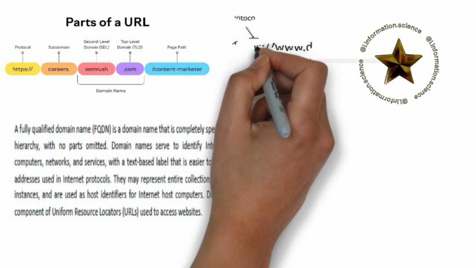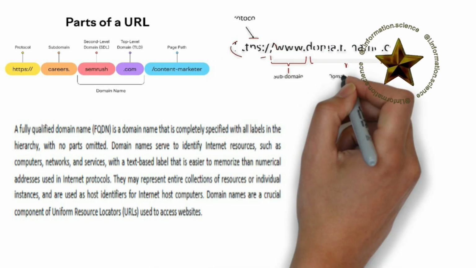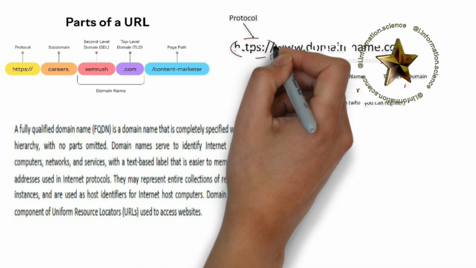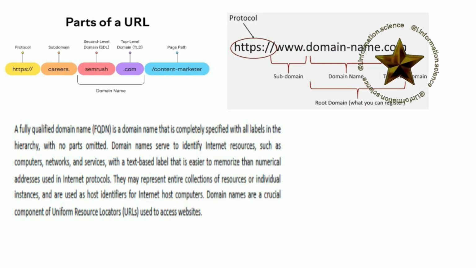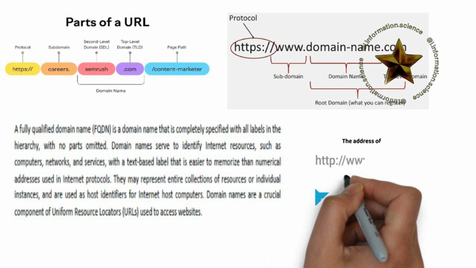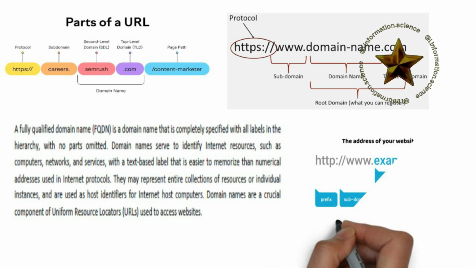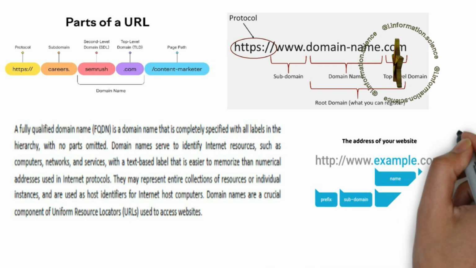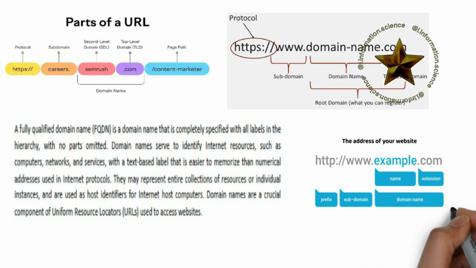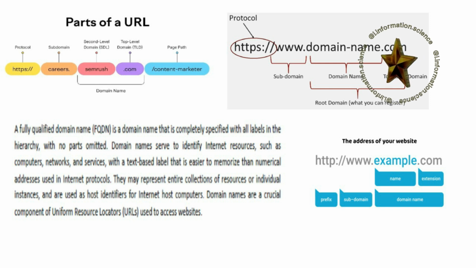Domain names serve to identify Internet resources, such as computers, networks, and services, with a text-based label that is easier to memorize than numerical addresses used in Internet protocols. They may represent entire collections of resources or individual instances and are used as host identifiers for Internet host computers. Domain names are a crucial component of Uniform Resource Locators, URLs, used to access websites.